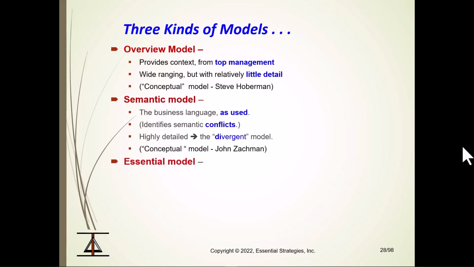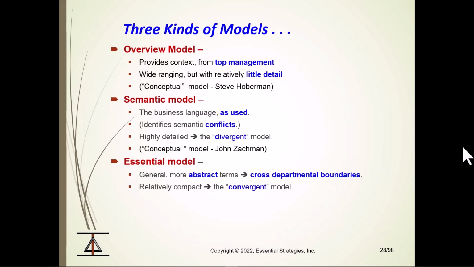Essential model is a term that I've taken for this. It's in terms of fewer, more general, more abstract terms. This means that these general categories should cross departmental boundaries. Since it is relatively compact, we'll call it the convergent model.